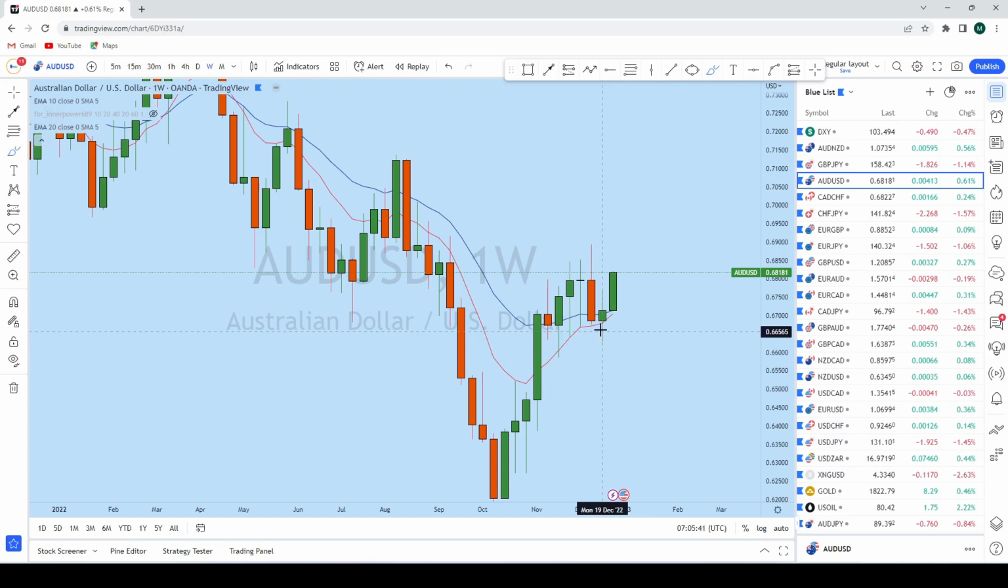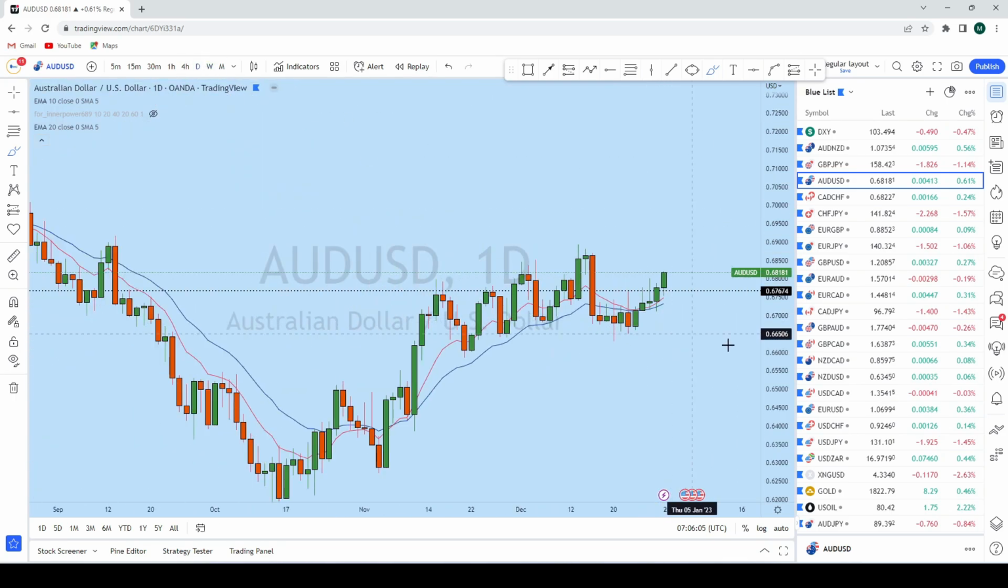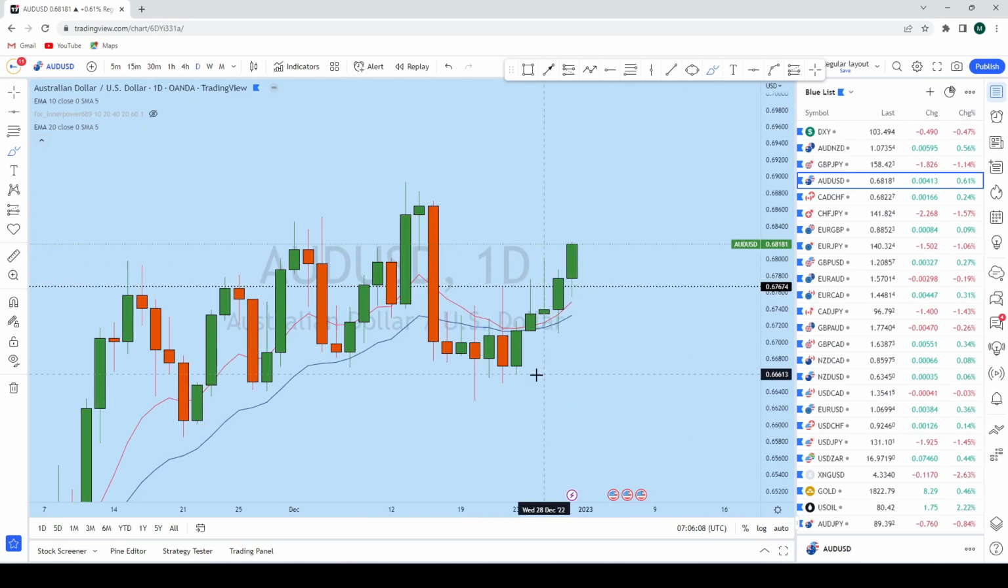You see there is a long doji on the weekly. Highly likely that the price will test the high of this weekly doji as support, and from this level we can expect AUDUSD to continue to rise. And as you can see in the previous weekly forex forecast, this is exactly what was expected on AUDUSD, and the price did exactly that.